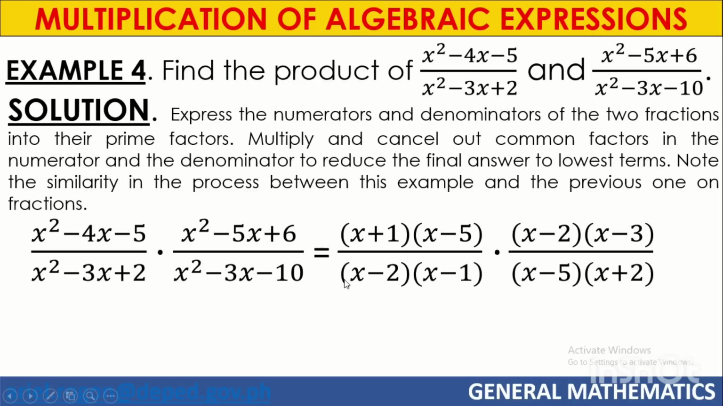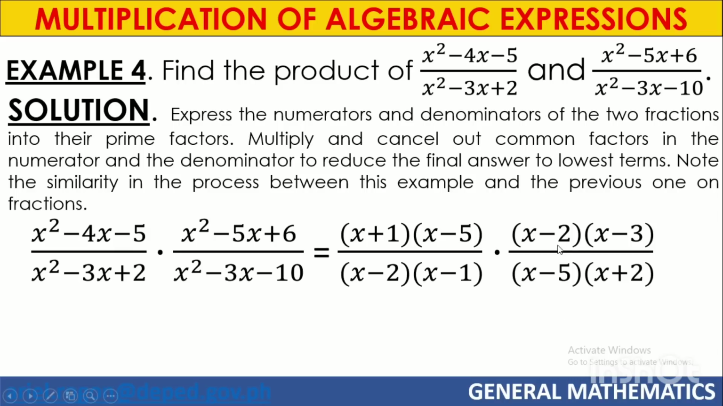So, yung x squared minus 4x minus 5, pag pinactor out natin yan, it will become x plus 1 times x minus 5. X squared minus 3x plus 2, pag pinactor out, x minus 2 times x minus 1. Yung x squared minus 5x plus 6, yung factor niyan is x minus 2 times x minus 3. Yung x squared minus 3x minus 10, yung factor niyan is x minus 5 times x plus 2.